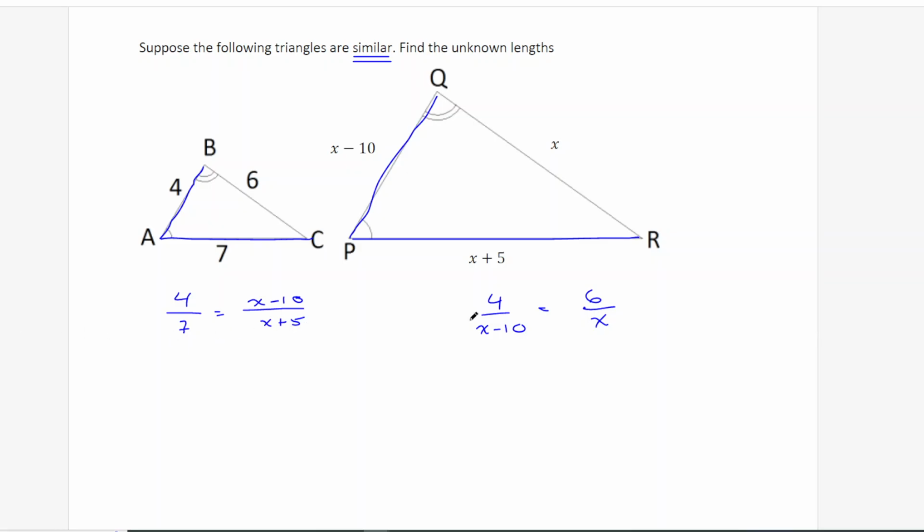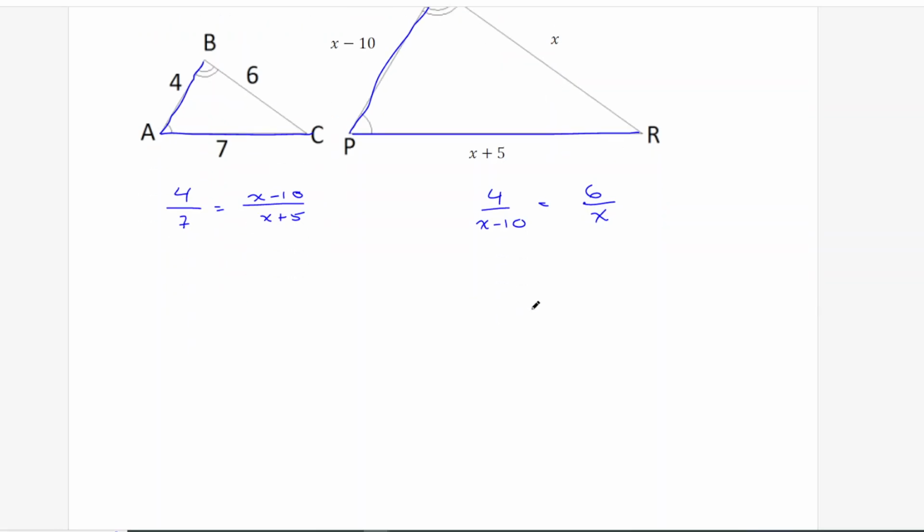So I've got two different proportionality statements. You could pause the video and choose one of them to solve, or you can keep following and I'll maybe solve both of them. So let's do this one first. The lowest common denominator for this one would be 7 times x plus 5. So I'm going to multiply this one by 7 times x plus 5, and this one by 7 times x plus 5, and then I'm going to cancel. So the 7 goes, the x plus 5 goes. I'm left with 4 times x plus 5 is equal to 7 times x minus 10.